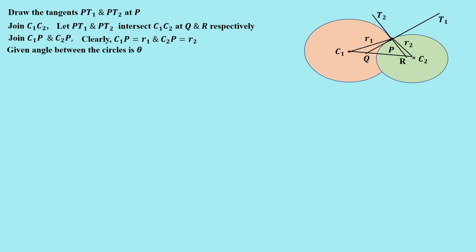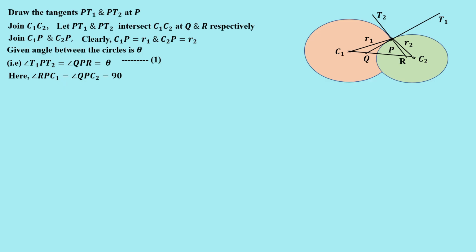Given angle between the circles is theta. So that is angle T1PT2, which is equal to angle QPR, which is equal to theta. This is equation number 1. Because T1PT2 and QPR are equal angles, at the point of intersection of the two lines PT1 and PT2, the extensions QT1 and RT2. So these two angles are opposite angles, therefore they are equal.